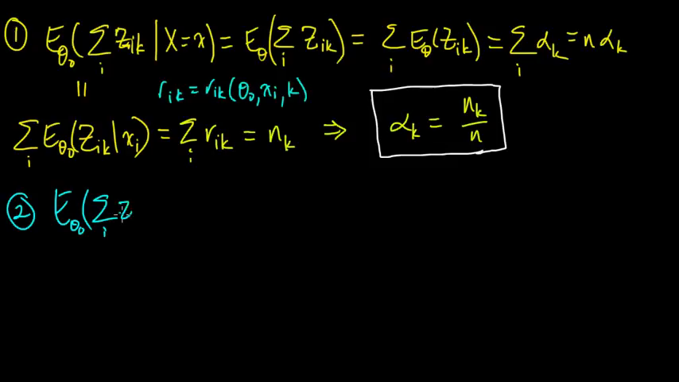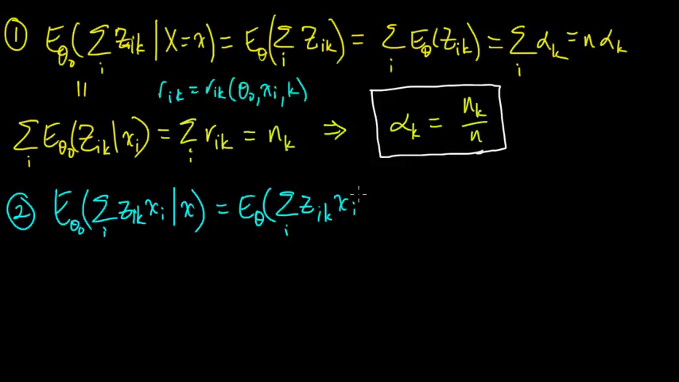The sum over i of zik xi, given x, equal to the expected value of, again, the sum over i of zik xi. And let's do this part first again. Actually, let's do this part first. I think this part's easier on this one. So linearity of expectation moves through. xi is given. It's part of x. So that pops out. And we get the conditional expectation of zik given x times xi.